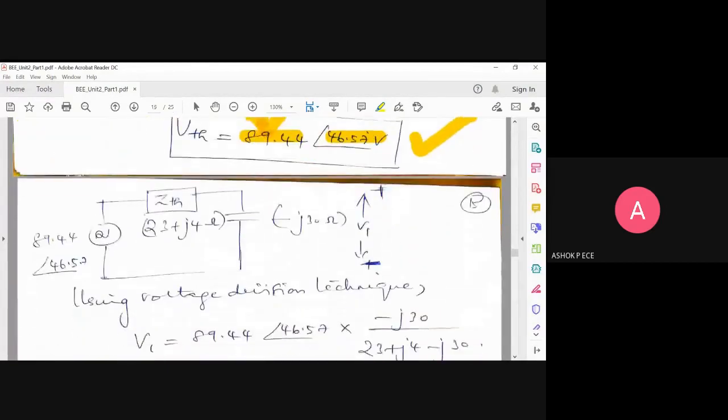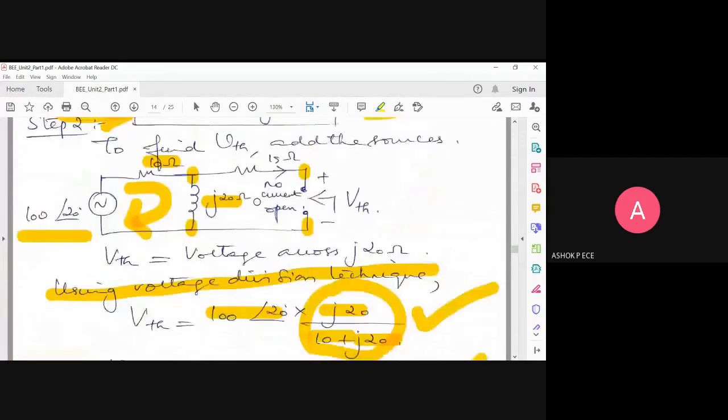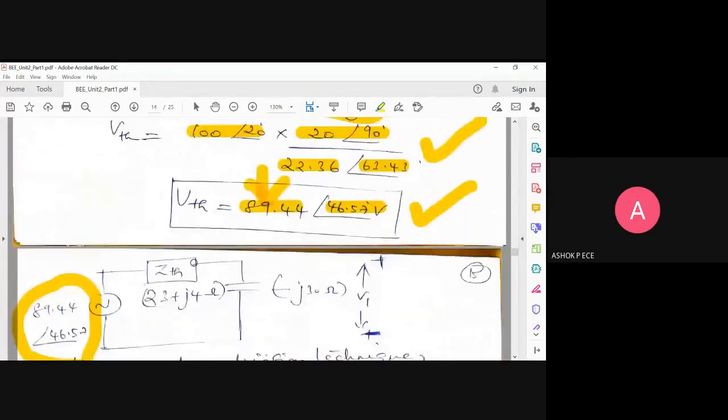Now your last step is simple. Draw the Thevenin's equivalent circuit, VTH, ZTH, and now add the removed component. VTH, you know it, we have found out, see here, 89.44 angle 46.57. ZTH we have got, it's 23 plus J4. We have both the formats. So I better represent the impedance in complex number format. And you add the removed component minus J30.